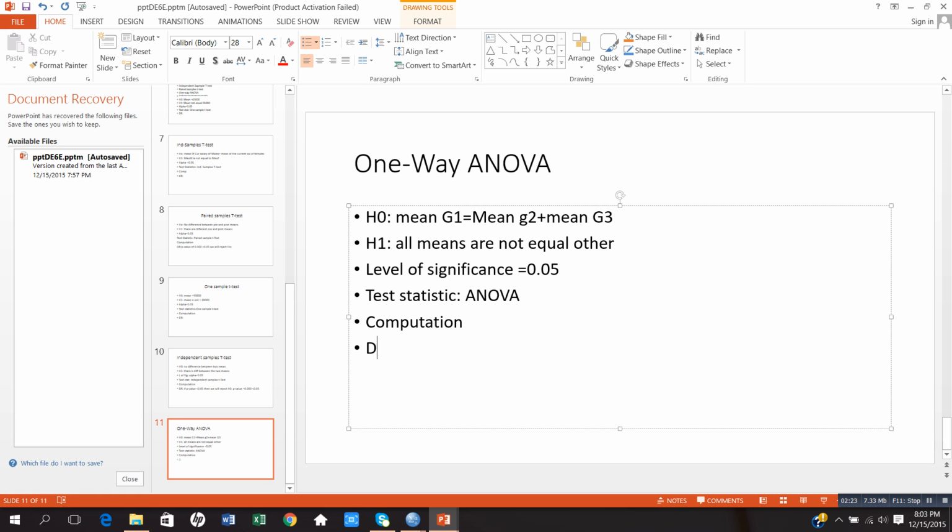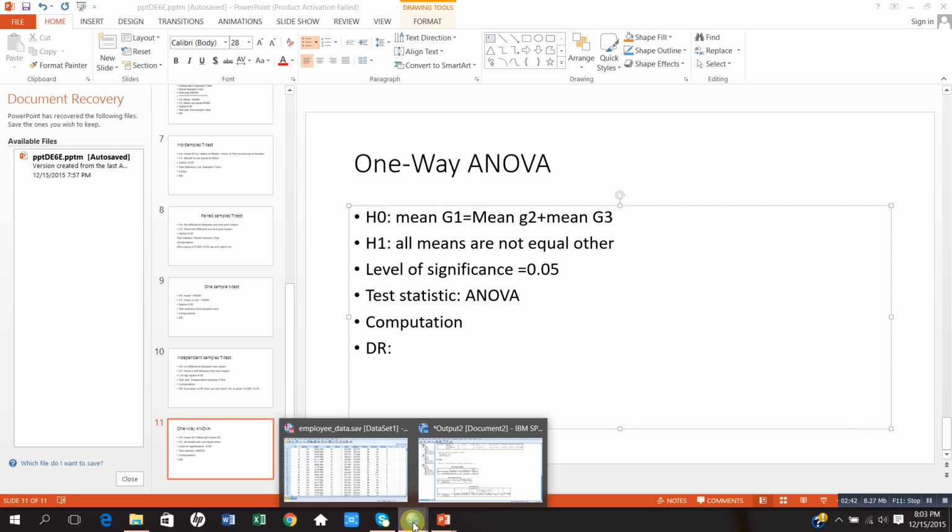The last step in the testing of hypothesis of one-way ANOVA is the decision rule. Under the decision rule, if the observed p is less than 5%, we will reject the null hypothesis, and if the p value is greater than 5%, we will fail to reject it, and then we will say that all the means are the same.